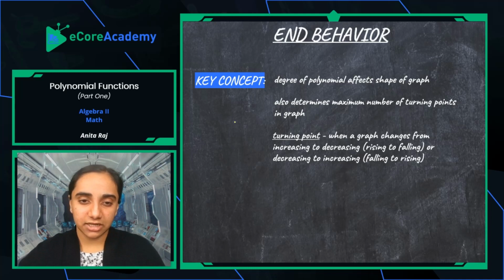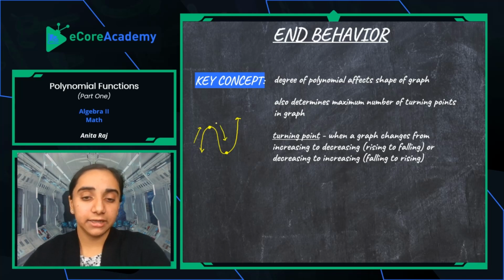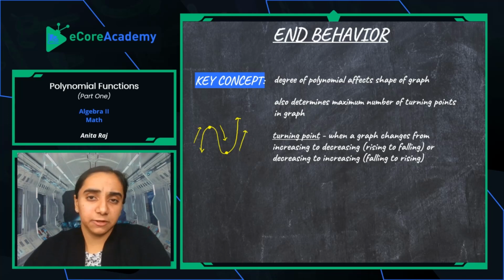So I'm just going to sketch a graph of just a random polynomial, something like that. This polynomial would have 2 turning points. The first one would be right here, and then the second one would be right here. That's because the polynomial was increasing as it approached this turning point. As soon as it met this turning point, it suddenly started going downward. And it kept going downward until it met this second turning point, and then immediately changed direction and started going upward.